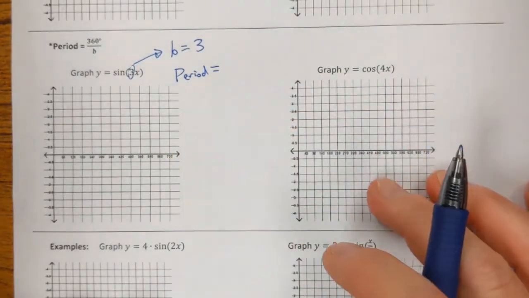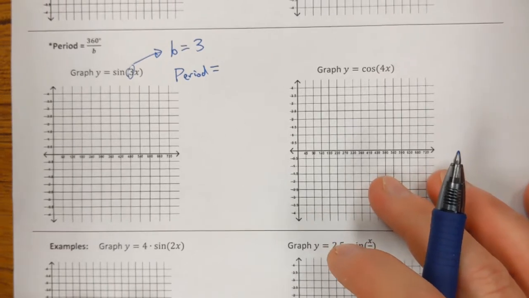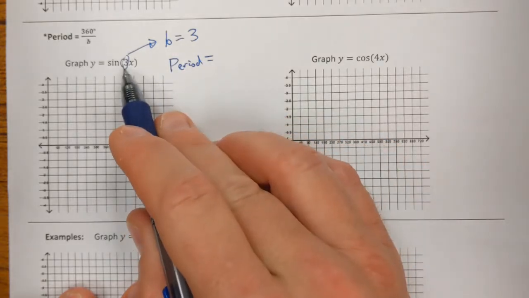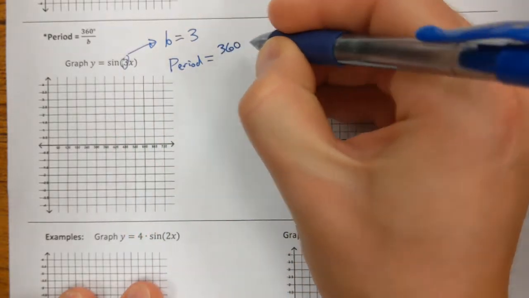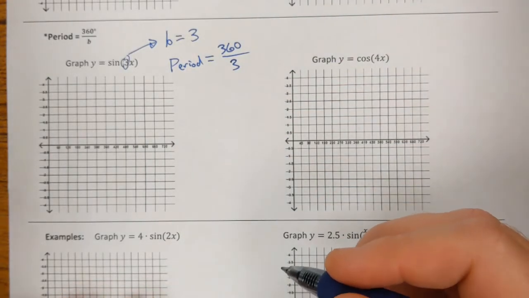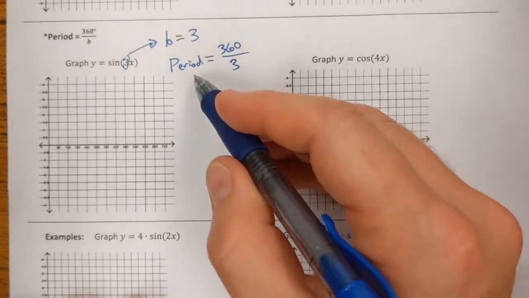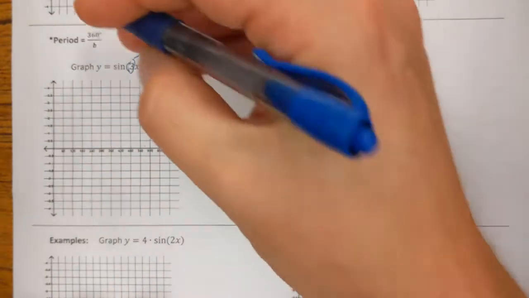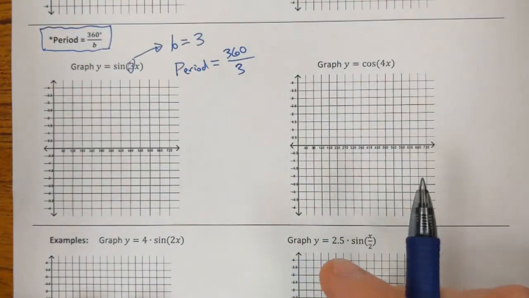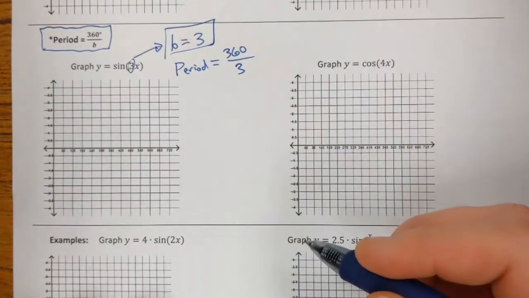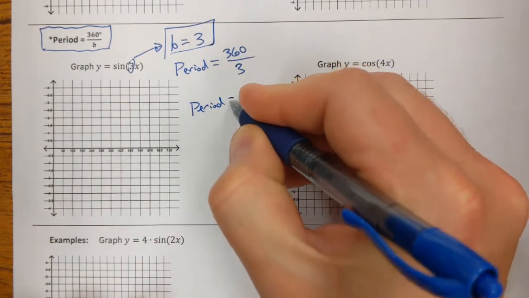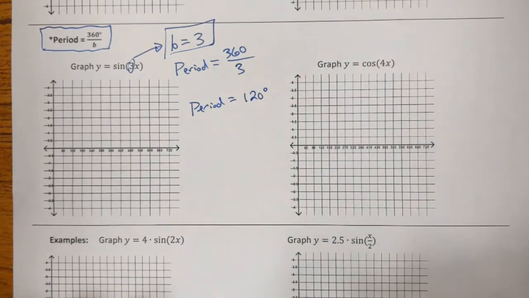So traditionally, the period of a graph is 360 degrees. A sine wave completes a cycle every 360 degrees. However, if this value B changes, if it's a number other than 1, that's actually going to shrink or enlarge the period. The formula says that the period of a sine wave is 360 degrees divided by B. Well, if B is 3, that's going to divide our period by 3. That's going to give us a new period of just 120 degrees.